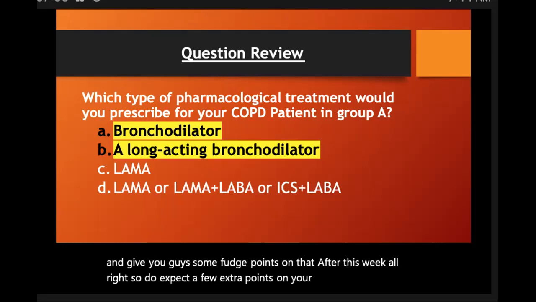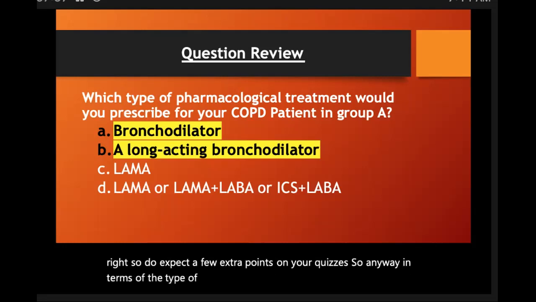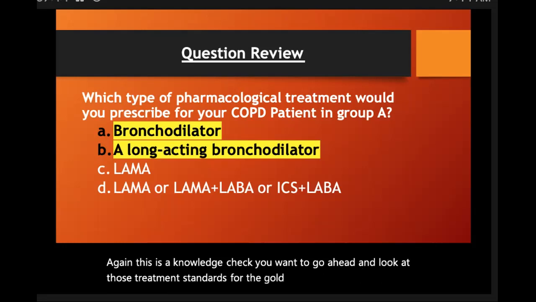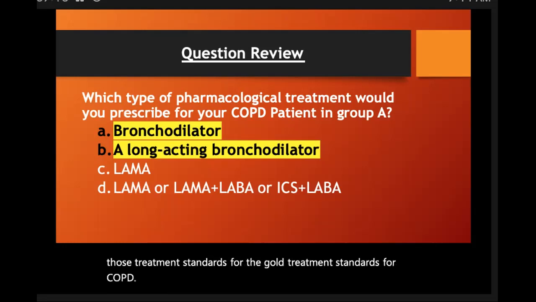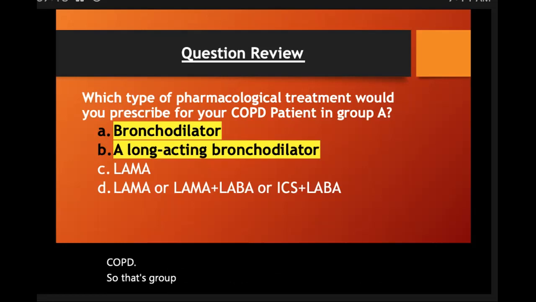So anyway, in terms of the type of pharmacological treatment, look at page 412. Again, this is a knowledge check. You want to go ahead and look at the GOLD treatment standards for COPD. So that's group A. In group A, we are prescribing a bronchodilator.